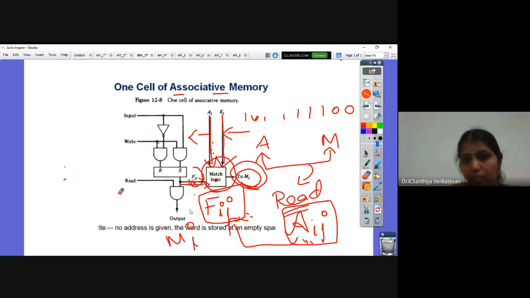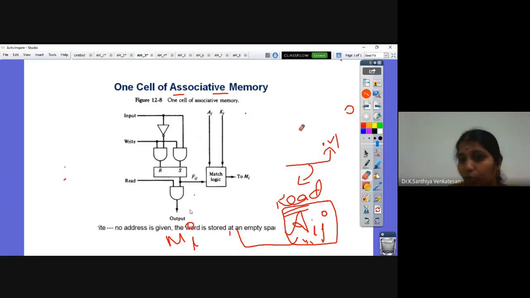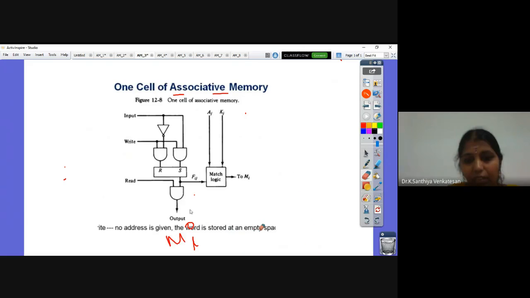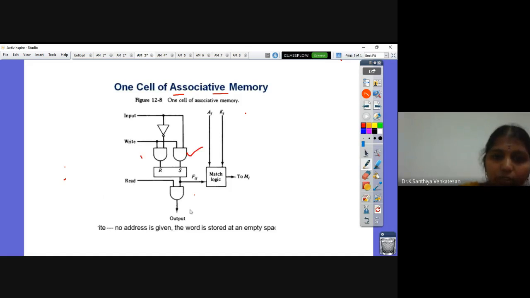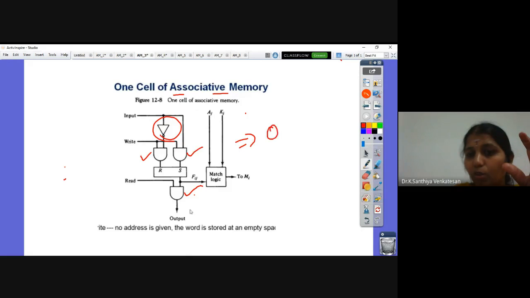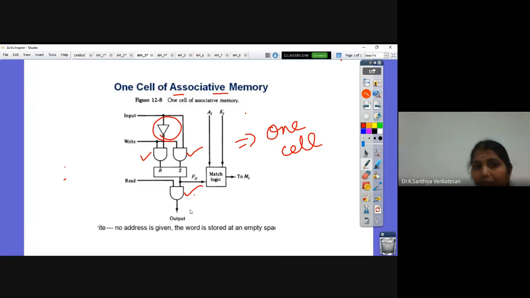We'll move on to the next one. This particular diagram shows one cell, that is a single cell architecture. I told you, every cell contains a logic circuit. In this cell, how many gates are involved? I have 3 AND gates and 1 NOT gate. So this many logic circuits are included in one particular cell of memory. Okay, so the next one.